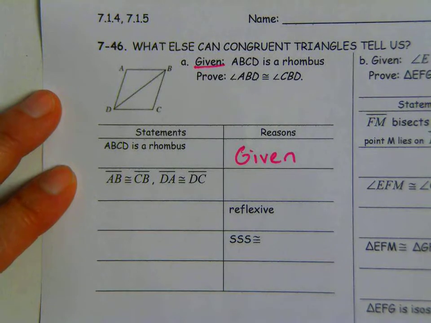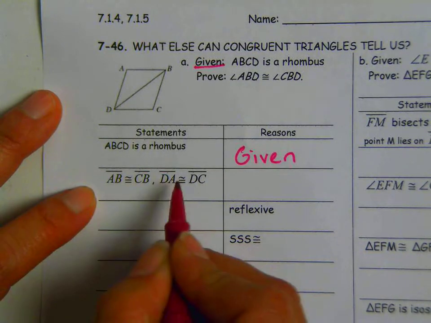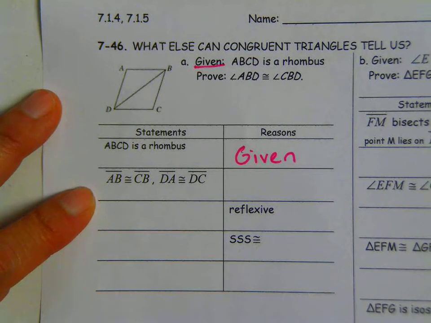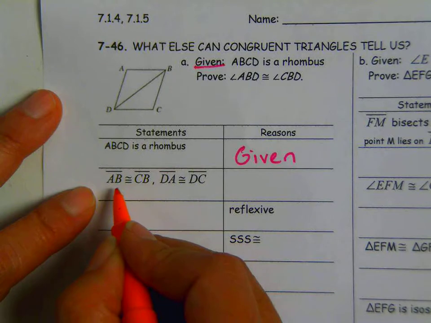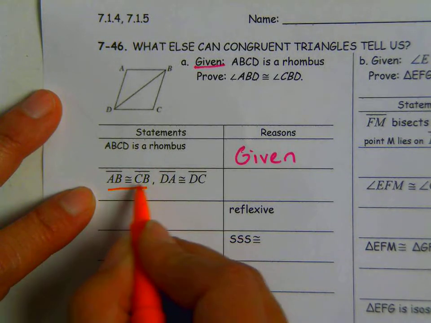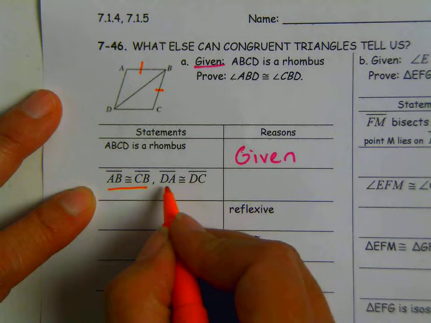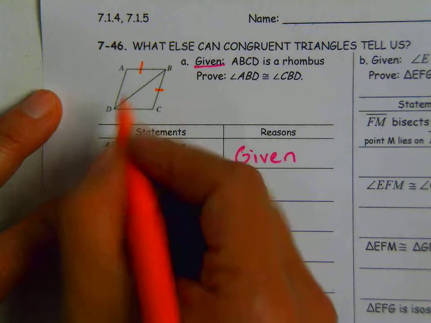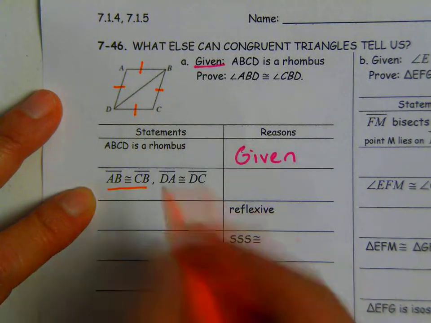Then the next thing I always ask myself is, what do I know about rhombuses? Well, I know all the sides are the same, and that's what got written down here. One of the things I really want you to do is what I call dirty the picture. Whatever information I know, I mark it on the picture. AB is congruent to CB. DA is congruent to DC. And in fact, they're all congruent to each other because it's a rhombus.